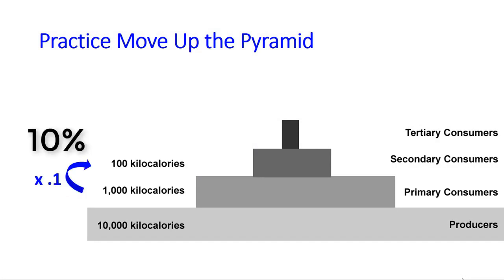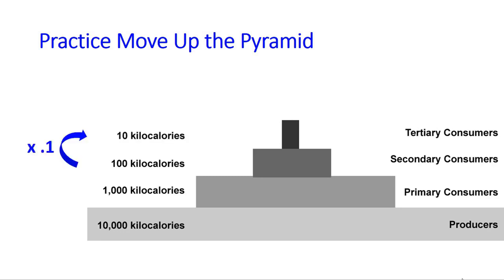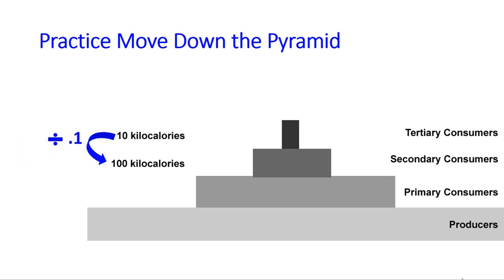I multiply by 10%, or I multiply in the calculator by 0.1. So 1,000 times 0.1 in the calculator is going to give you 100. And once again, to go up to the next level, notice I'm just multiplying by 10% each time. What about going down? Well, you divide by 0.1.